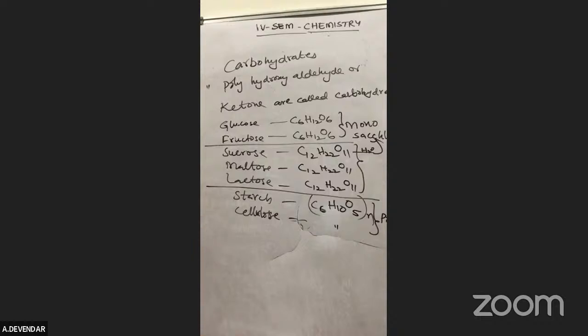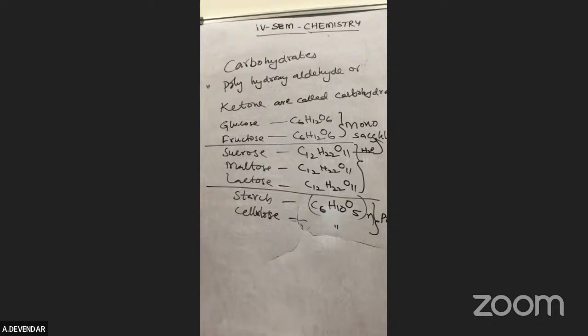Then ridge gourd also contains a rich amount of cellulose material. And bottle gourd has a rich amount of it. These are all important sources of cellulose materials. Raw materials, whatever you are taking, will be considered.